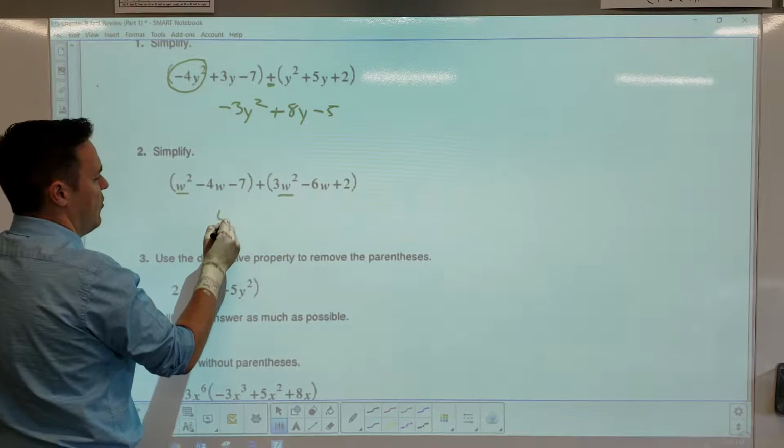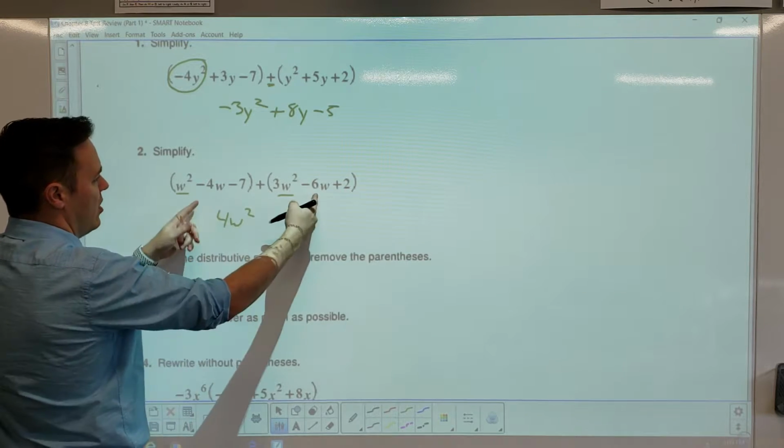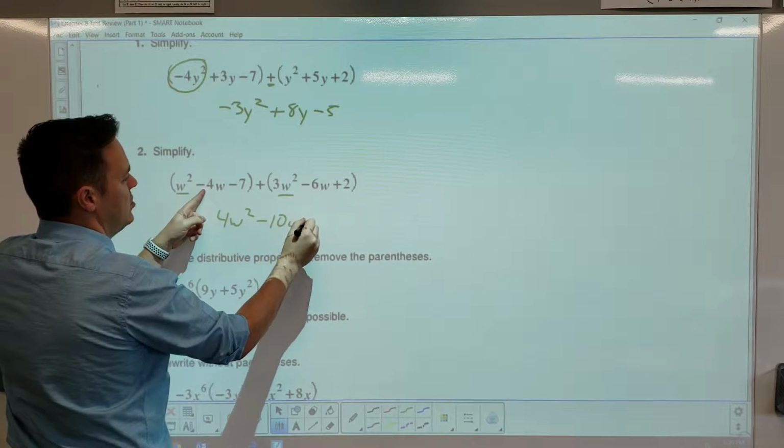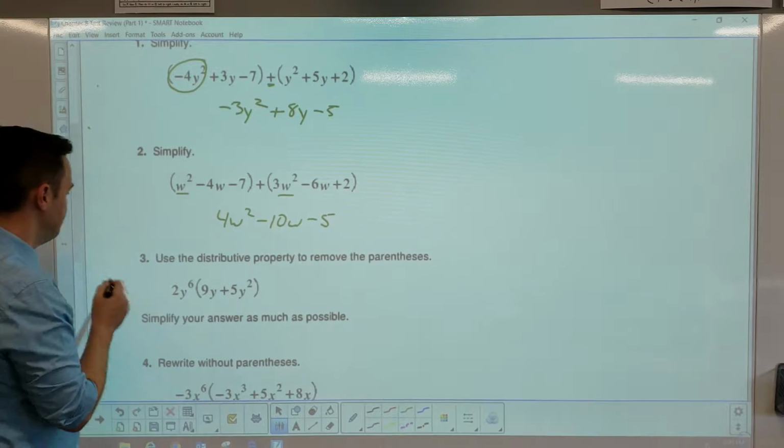W in this would be 4w squared, because there's 4 of them. -10w, and it's going to be -5.